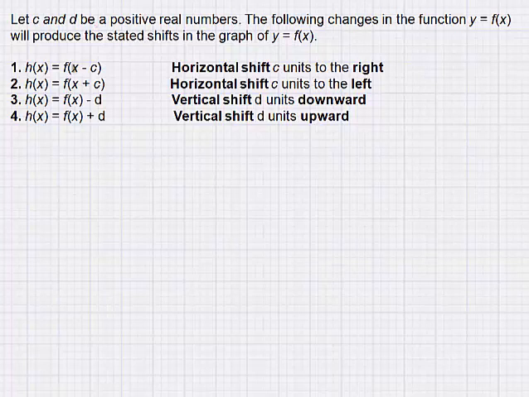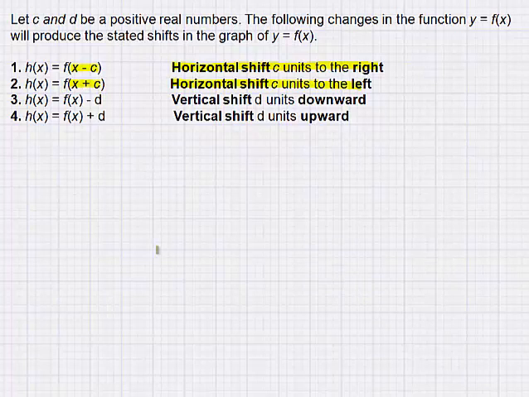Well, let's look at the first one. Here I am subtracting C inside the function. Inside the function, you see it's inside the parentheses, so I'm subtracting C inside the function. What I get is a horizontal shift, C units to the right. Okay? If I add inside the function, again that's inside these parentheses, I have a horizontal shift, C units to the left.